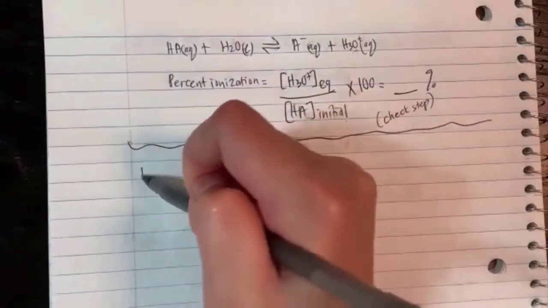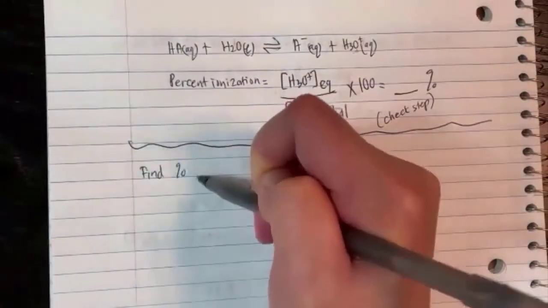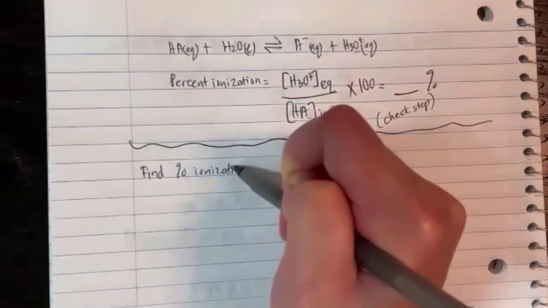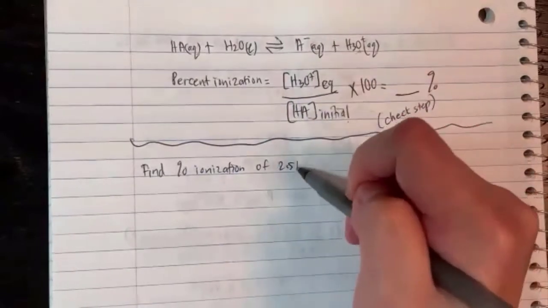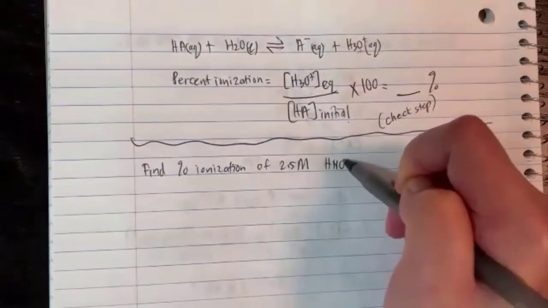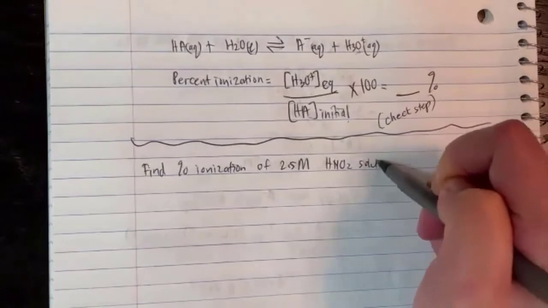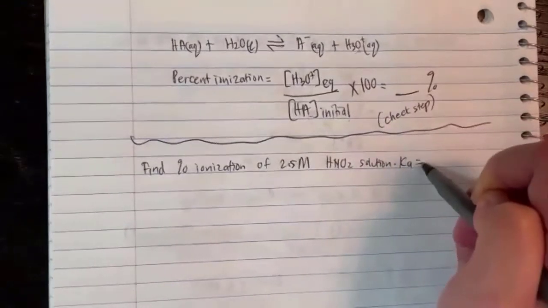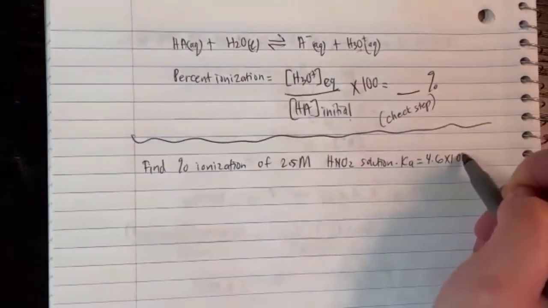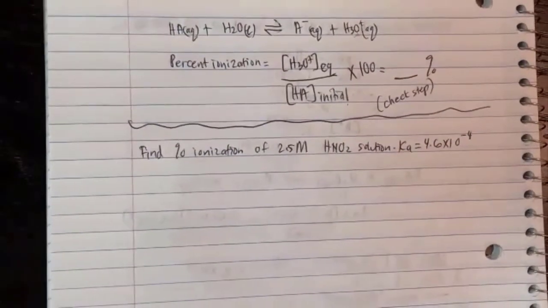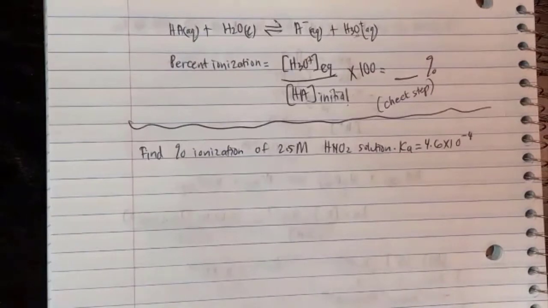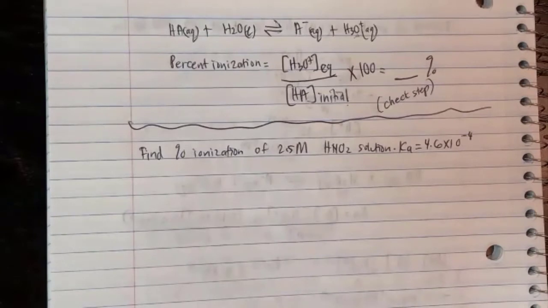Now, in this case, the question will say find percent ionization of a 2.5 molarity HNO2 solution. And they'll say Ka is 4.6 times 10 to the minus 4. So that's all they'll give you, and they're asking for percent ionization instead of pH. So the only difference here is this one stops at the check step, basically. It's actually a shorter question. But let's go ahead and do it together again.